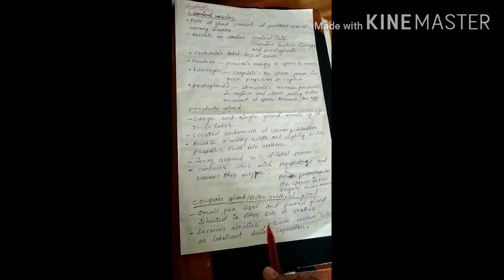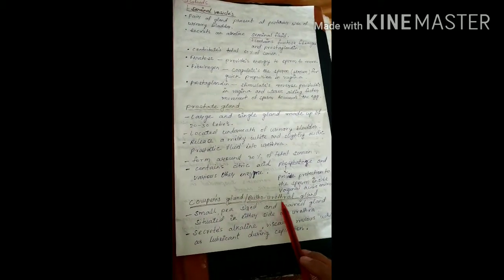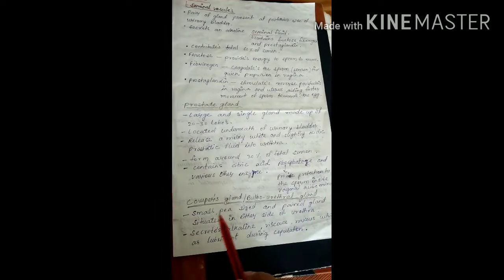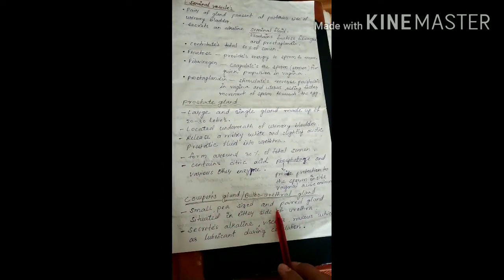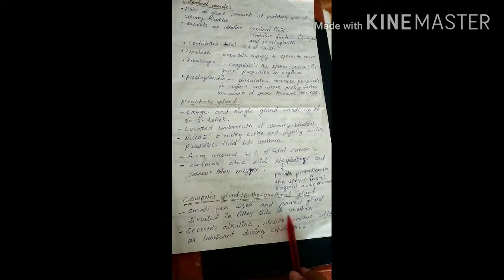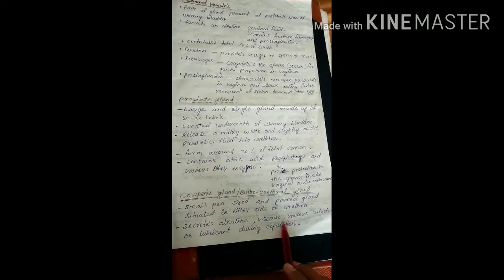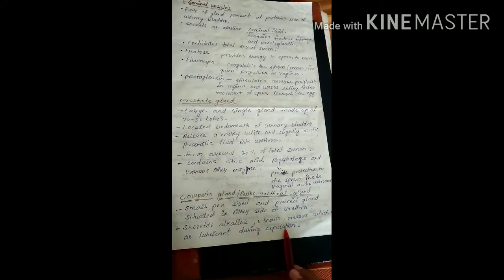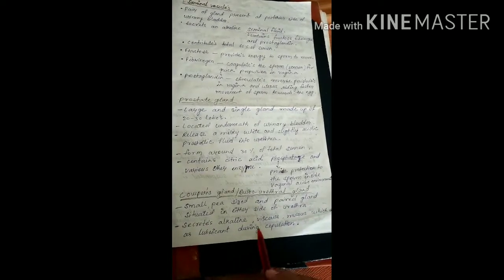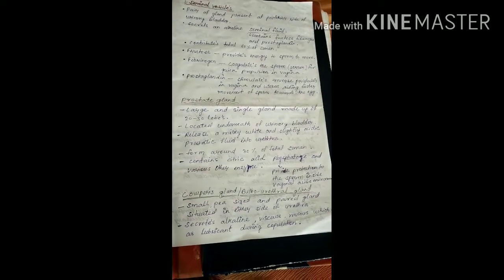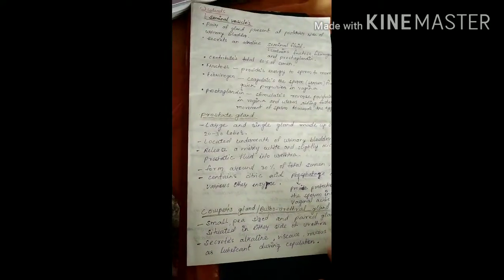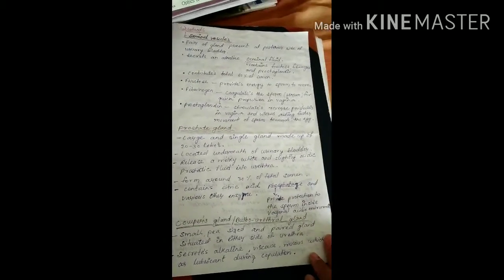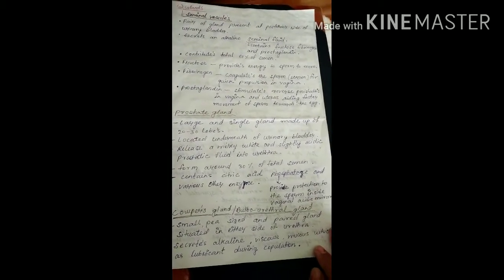Then the next gland, that is the Cowper's gland, also known as the bulbourethral gland. It is a small, pea-sized, paired gland situated on either side of the urethra. It secretes alkaline viscous mucus which acts as a lubricant during copulation. So these are the three glands which are helpful for sperm. We will understand it through a diagram.